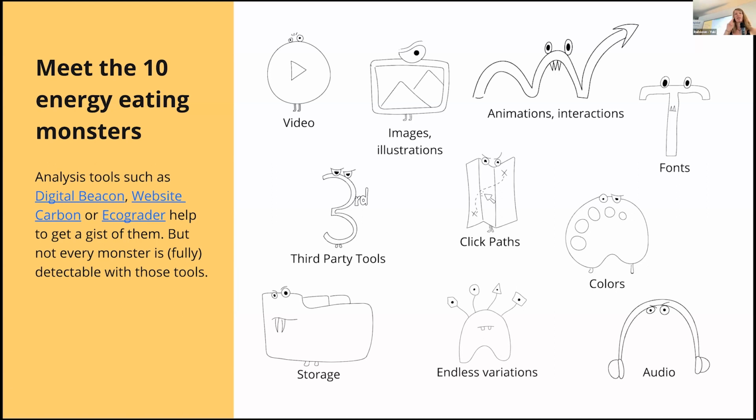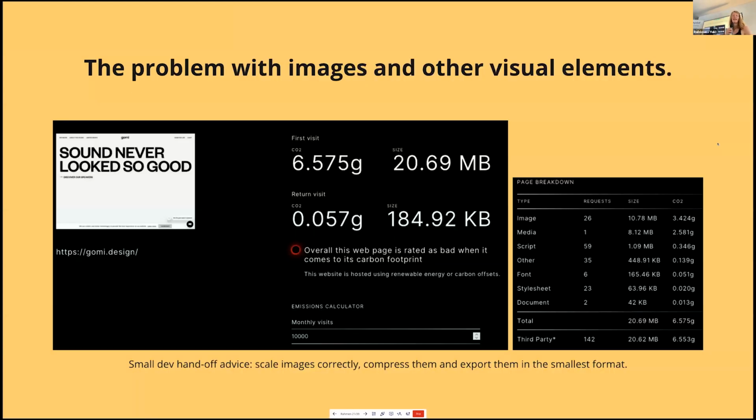And I want to go into the two most common ones that you can see, the first one being images and other big visual elements. And there is a huge problem that I see having a look into a couple of different websites by now. This is the Digital Beacon analysis tool that's fully free to check out on the web. And that's, for example, a website that looks quite simple and very minimalistic, to be honest. It's Gomi design. It's a random website, but its size is 20 megabytes just for their homepage.